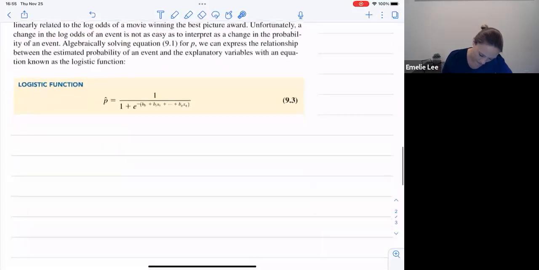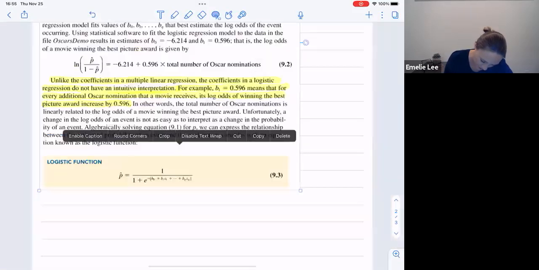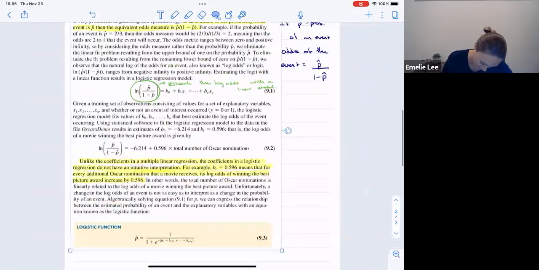Now, let me see if I can. I'm going to copy this because I actually want to work through this a little bit.